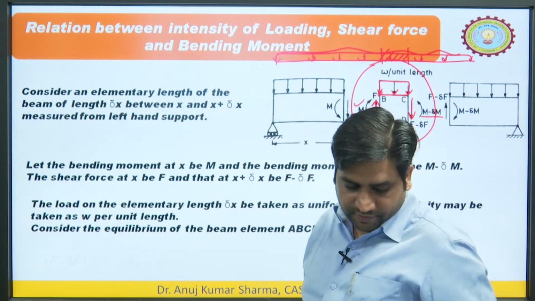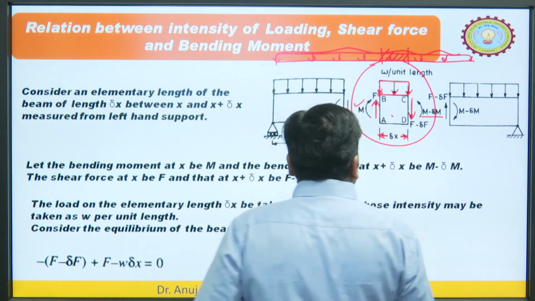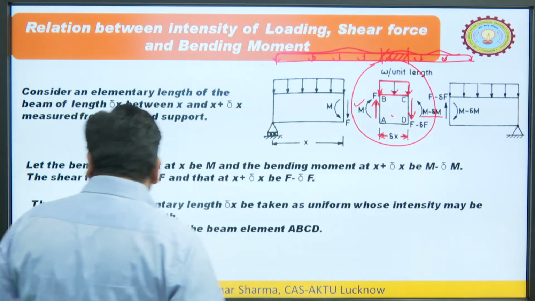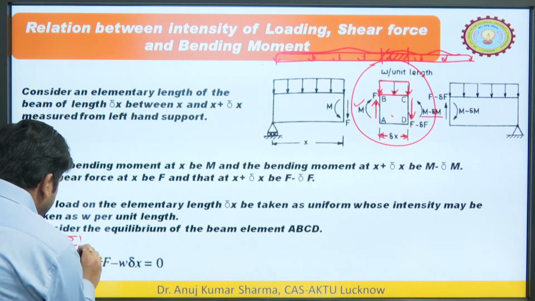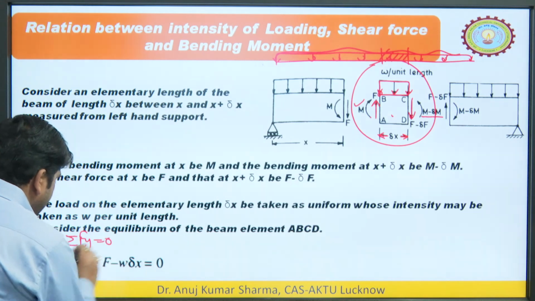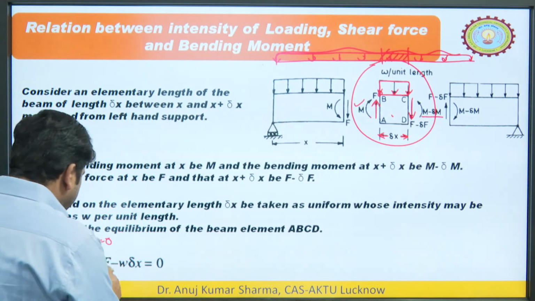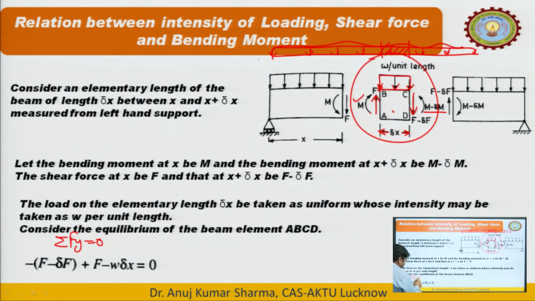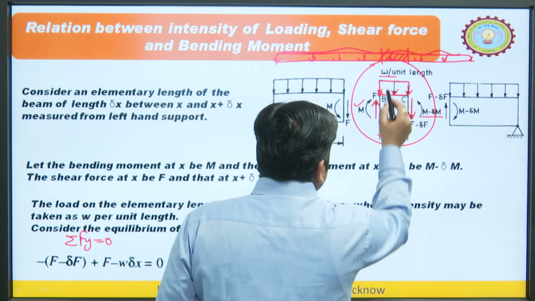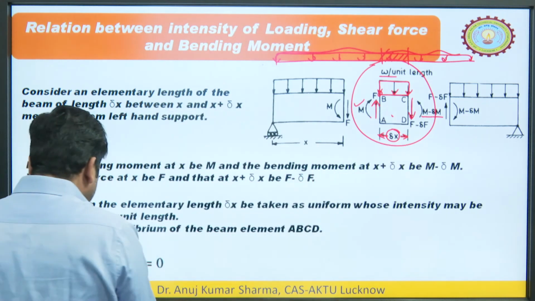For equilibrium, if we apply the equations in the vertical direction, sigma Fy equals 0. It means on the upward side the force is F upward, minus (F minus delta F) as the downward force, minus W into dx. Per unit length it is W, so for delta x what would it be? W into delta x. So, this is the equation.